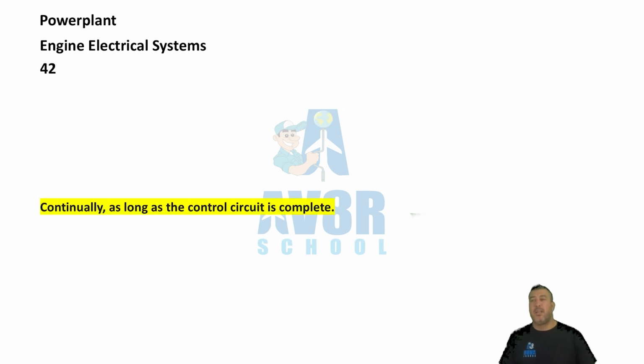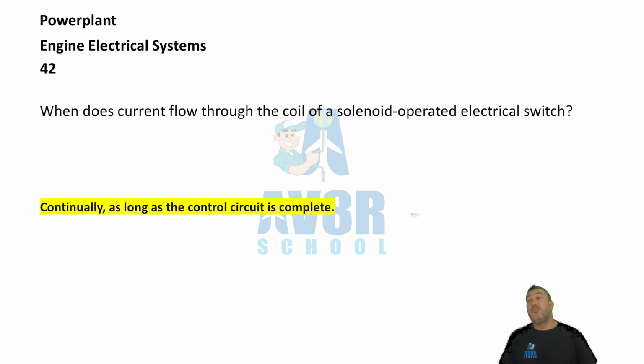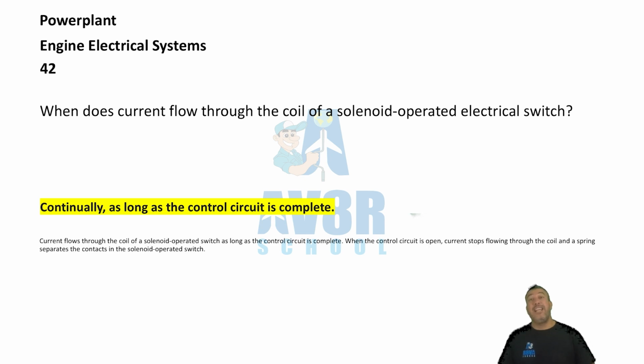Number 42. Continually as long as the control circuit is complete. So when does the current flow through the coil of a solenoid operated electrical switch? Continually as long as the control circuit is complete.